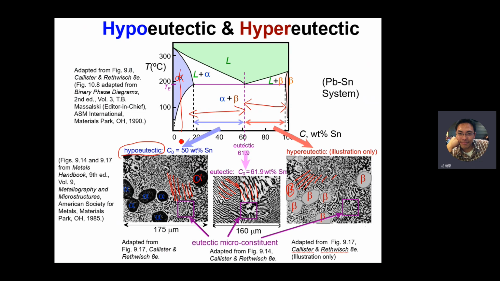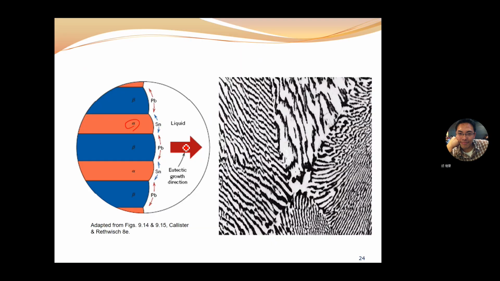For this point, say you have 10% of tin. Therefore, we know that for the alpha solid solution, the matrix is lead metal, and the tin is used for the dispersion strengthening. Therefore, this is for the dispersion strengthening.